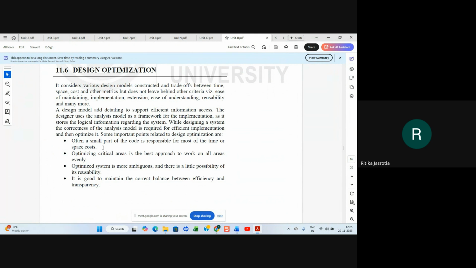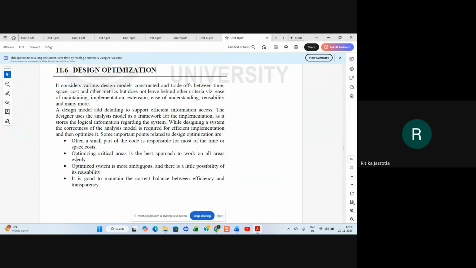That means it is taking too much time and space. For that you have to apply cost also. If it is taking too much time and space, you have to optimize that. Optimizing critical areas is the best approach, rather than working on all the areas evenly. So if you have a critical area, first you have to optimize that, so that the area is not taking too much time or space.